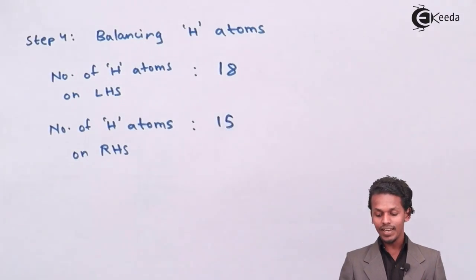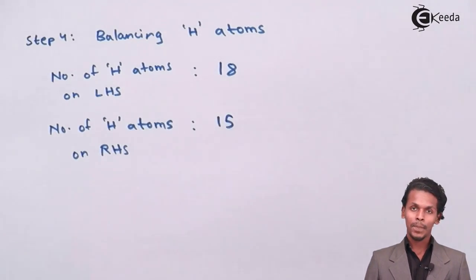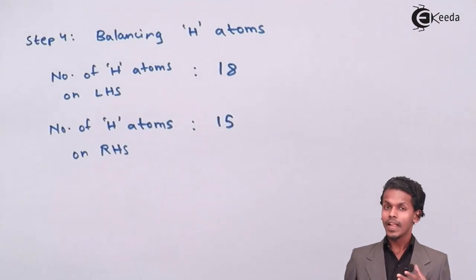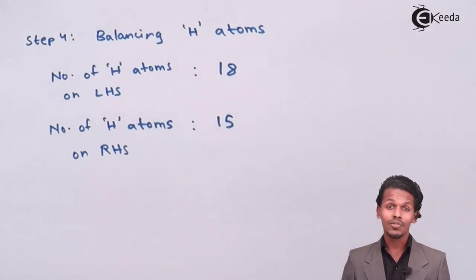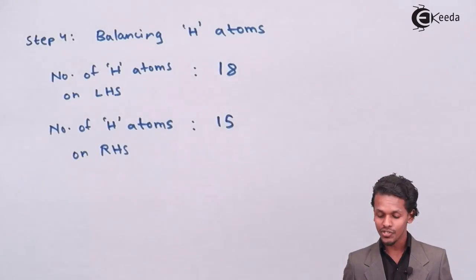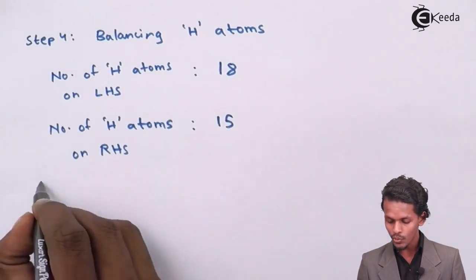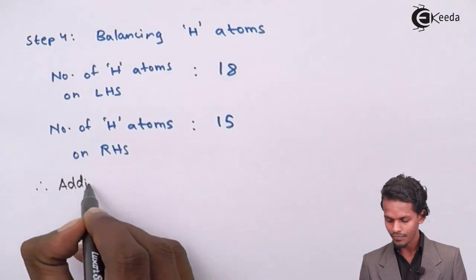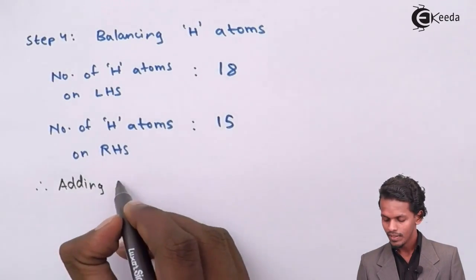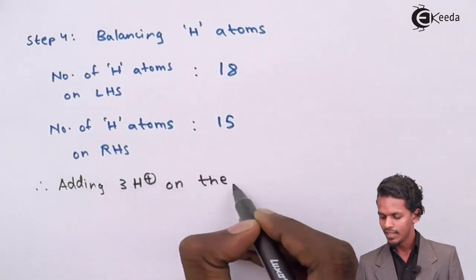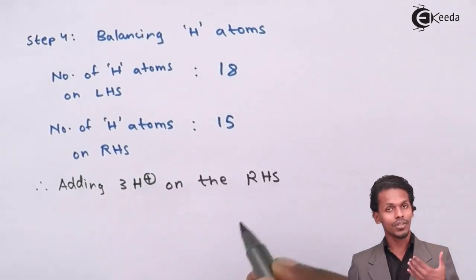So therefore there are 15 hydrogen atoms on the right hand side. So in this case we can observe a deficiency. There is a deficiency of hydrogen atoms on the right hand side, and how much? About 3. So therefore what we are going to do is add 3 H plus ions on the right hand side, or on the product side.